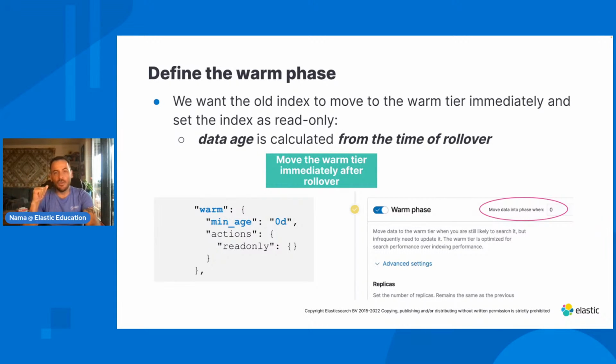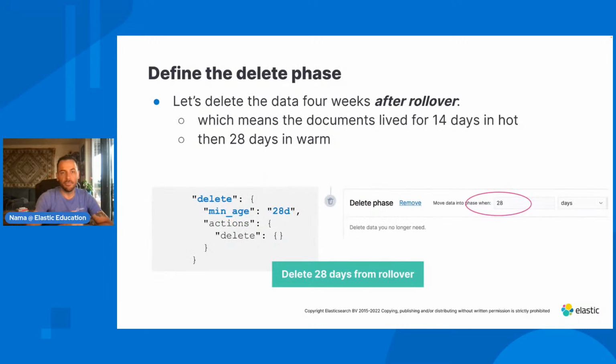And then eventually we will want to define when it's supposed to be deleted. So if we have it already going in hot for a certain number of days, how many days do we want it to be in warm before it's deleted? Again, remember, this setting is based on the time of rollover, not the time the doc first got created or the index first got created. It's a little confusing, but hopefully that helped.